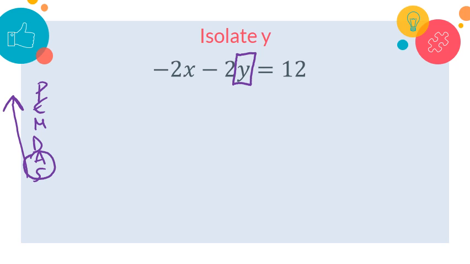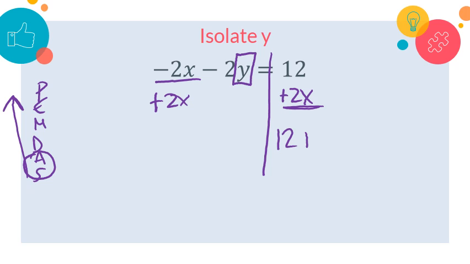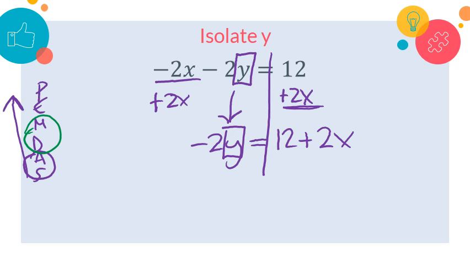So let's start. Can I add or subtract anything to the other side? In this case, instead of subtracting 2x, I'm going to add 2x. Now, I can't actually add 2x here, so I'm just going to write it out. 12 plus 2x. Bring down your negative 2y. Next, is there anything I can multiply or divide? Yes, currently I'm saying times negative 2, so I'm going to divide by negative 2. That isolates my y.